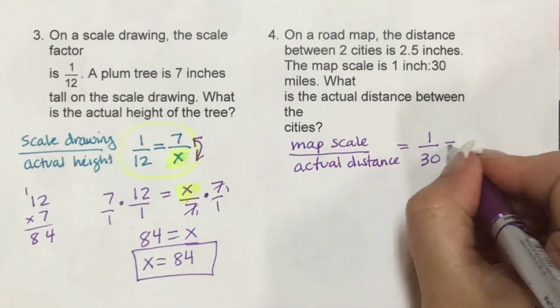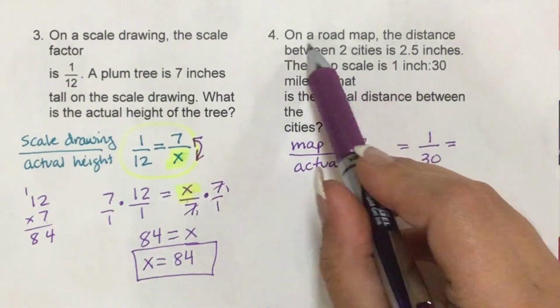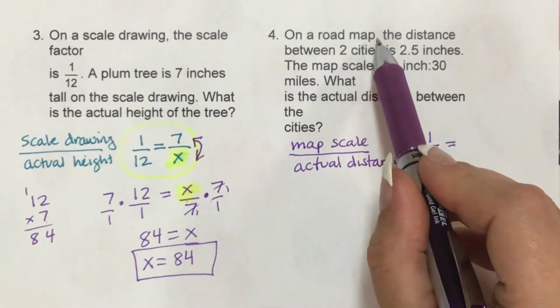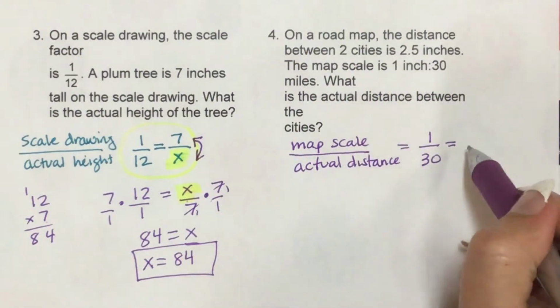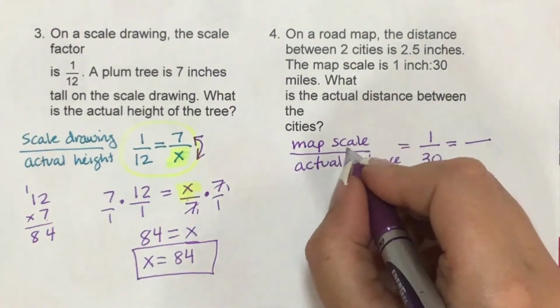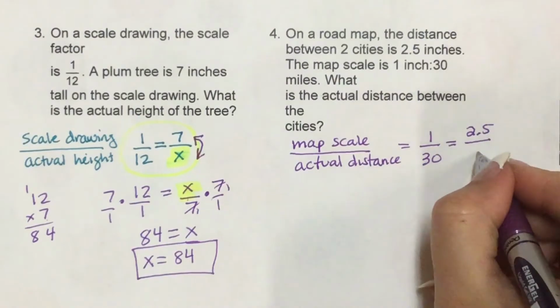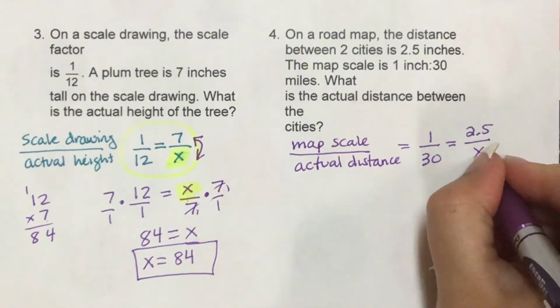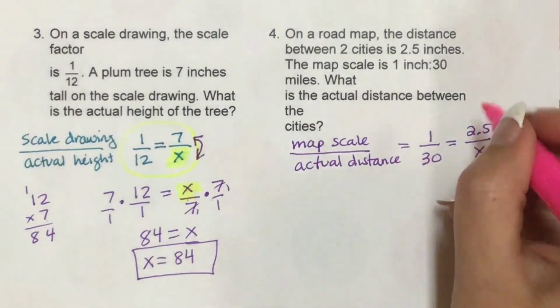And that's going to equal, so it says the distance between 2 cities on a road map. So we're talking about the map. The distance between the 2 cities is 2.5 inches. So that 2.5 inches goes on the top with the map scale information. So 2.5 is going to go here. We want to know the actual distance. That's what we don't know. It says, what is the actual distance between the cities? That's going to be x. So we have our proportion right here.